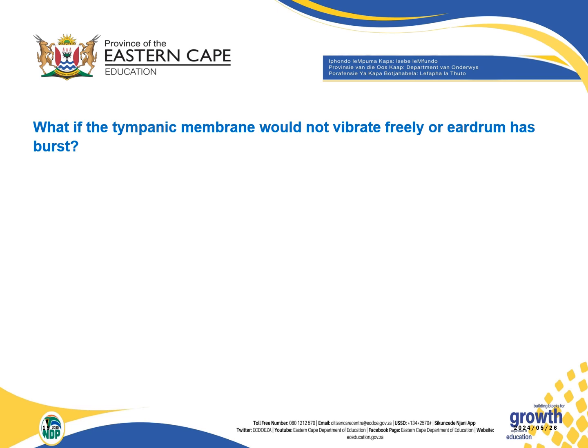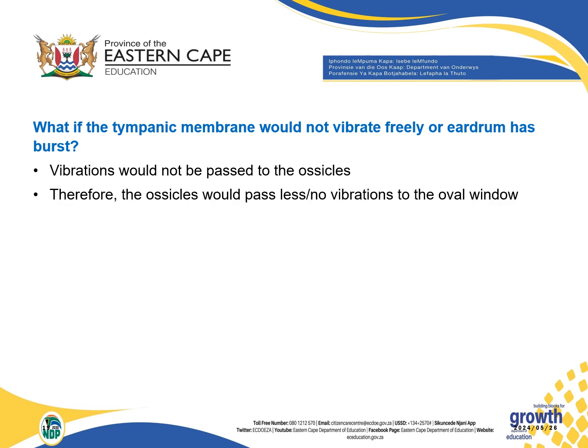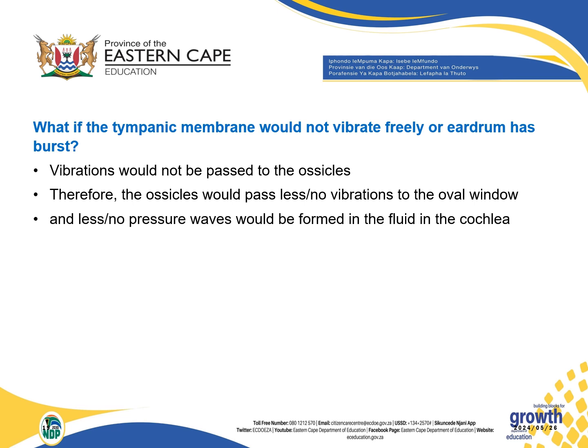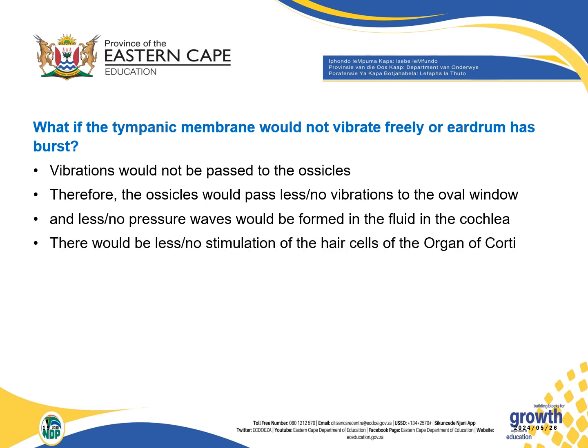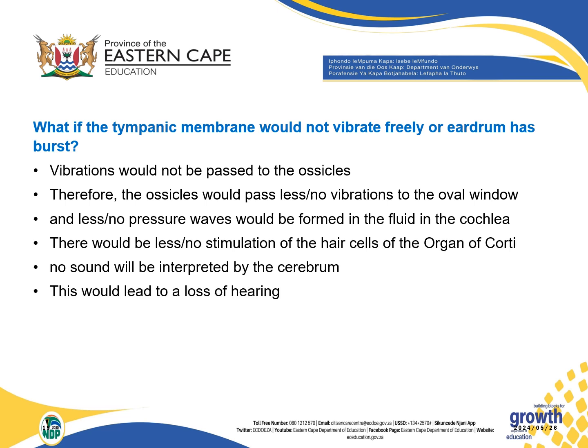What would happen if your tympanic membrane would not vibrate freely or your eardrum has burst? This means that the vibrations from the outer ear would not be passed on to the ossicles. Therefore, the ossicles would pass on less or no vibrations to the oval window, and less or no pressure waves would be formed in the perilymph and endolymph. There would be less or no stimulation of the hair cells of the organ of Corti, and sound interpreted by the cerebrum. This would lead to a loss of hearing.